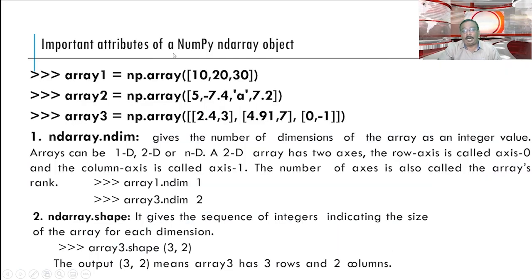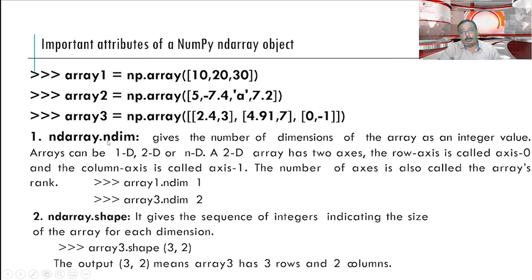Now, important attributes of a NumPy or ndarray object. We are going to have examples, 3 arrays: array 1 with values 10, 20, 30, and array 2 with different values, and similarly array 3 with 3 lists. So all these 3 are converted into NumPy arrays. Now we'll see some of the attributes.